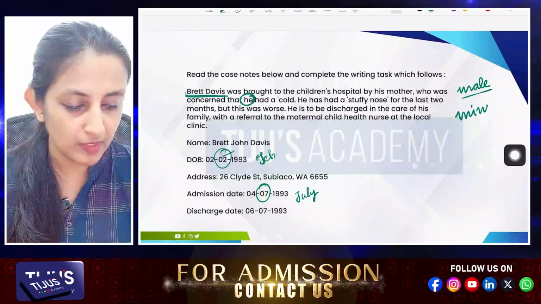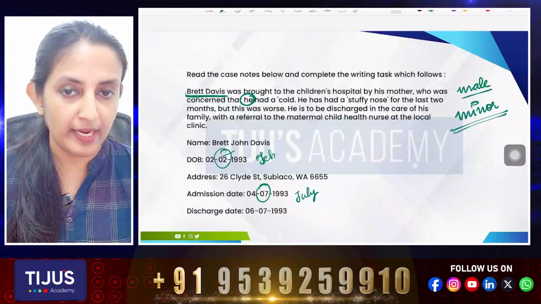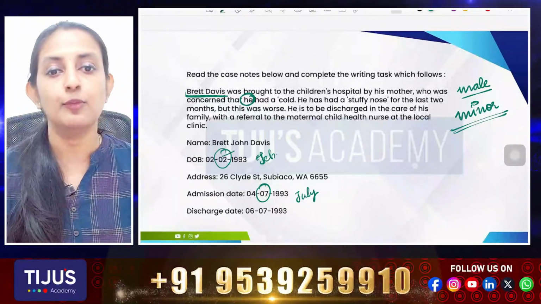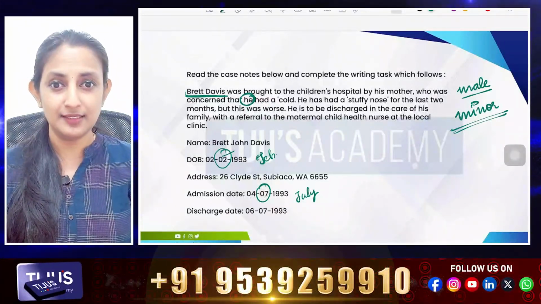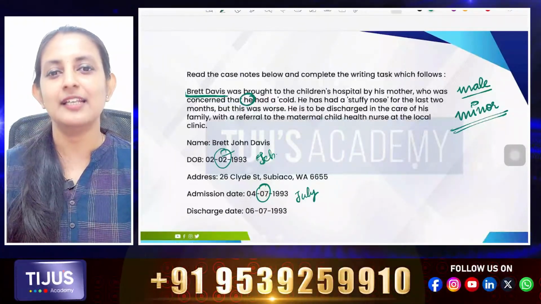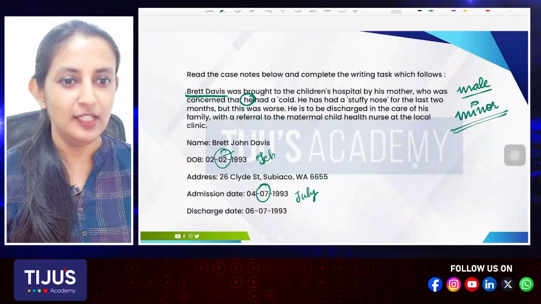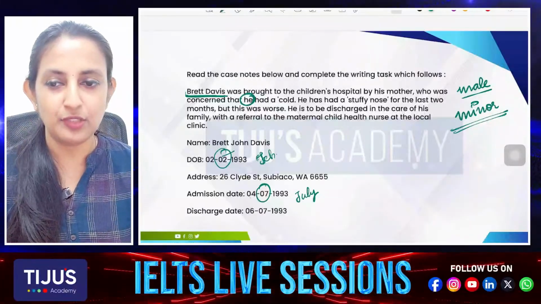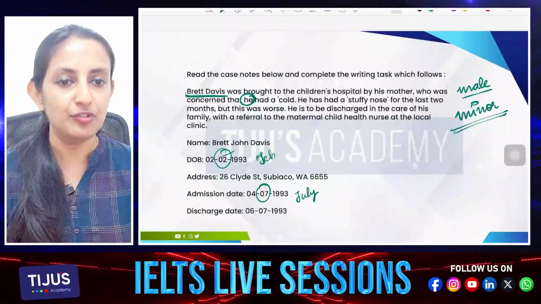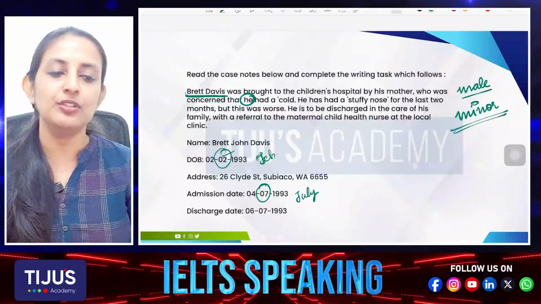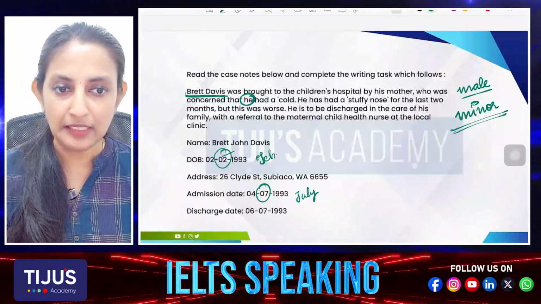As it is a baby, we can take it as a minor case. We have to take it as a minor case. Because of that, we don't need to use the title as well. I hope it is clear so far. So the name of the patient we have received, the date of birth we have got, and the admission and discharge date of the patient have also been mentioned here.